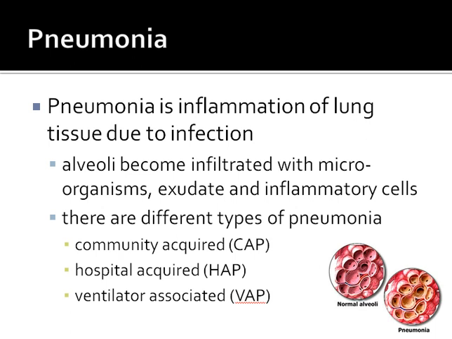Pneumonia is defined as inflammation of the lung tissue due to infection, and that predominantly relates to the alveoli as they become infiltrated with the bacteria or viruses and microorganisms, exudate and inflammatory cells. So ultimately the alveoli no longer have air within them, they become filled with infection and therefore are significantly impairing gas exchange.